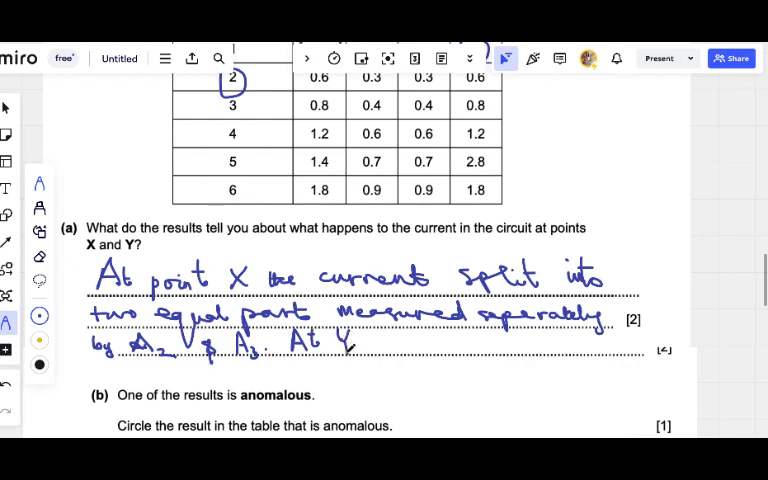at Y, the current meets up again. The current meets and sums up.